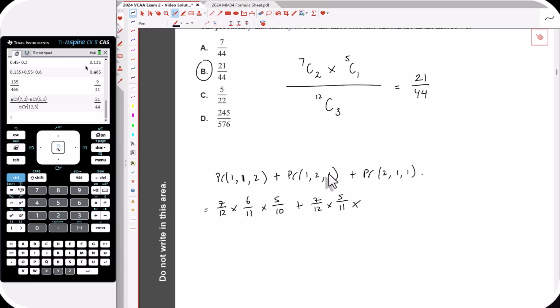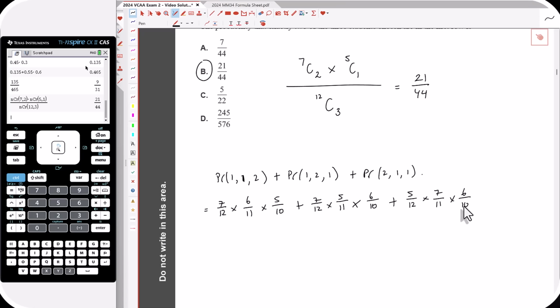And then there are 6 first row students remaining out of the 10 remaining students. Plus, if our first choice could be someone from the second row, there's 5 out of 12 students from the second row. Then we still have 7 students left in the first row out of the 11 remaining students and 6 out of the 10 remaining students.